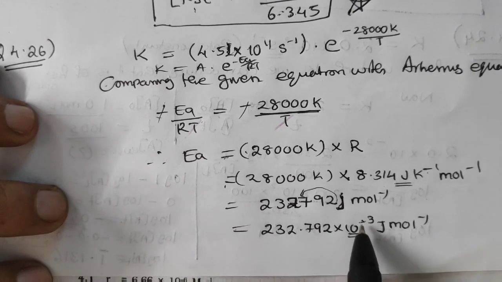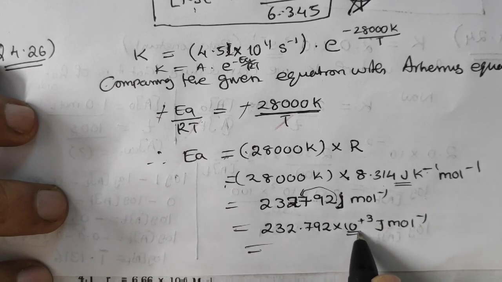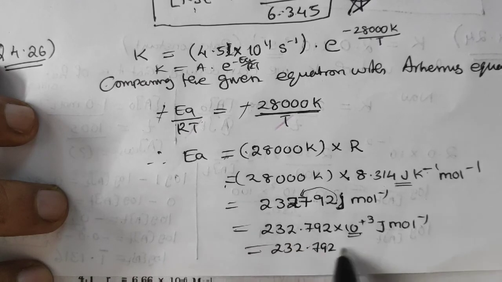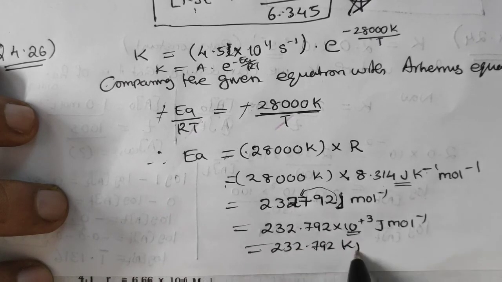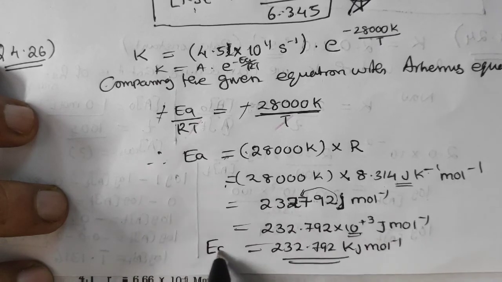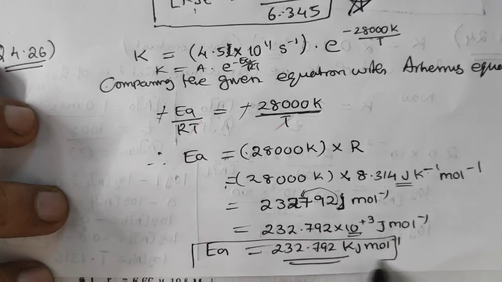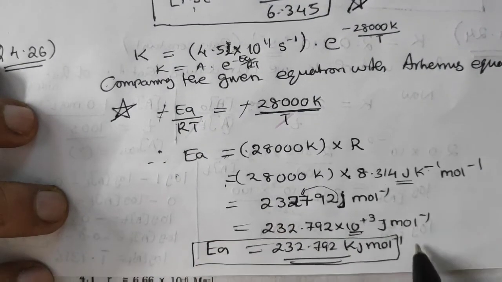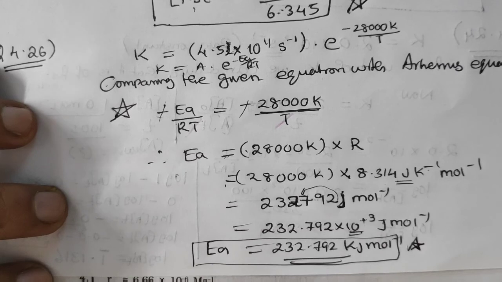Now 10 raised to 3 is what we call kilo. So instead of 10 raised to 3, I will write 232.792 kilojoule mole inverse. So this is the answer for your EA. The important step is comparing the equations. Understood? So this is the answer.